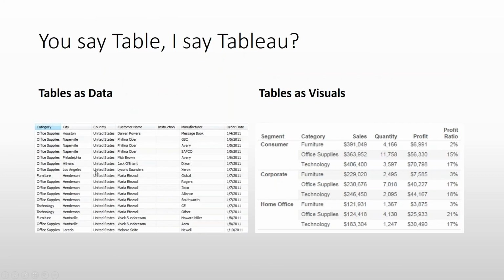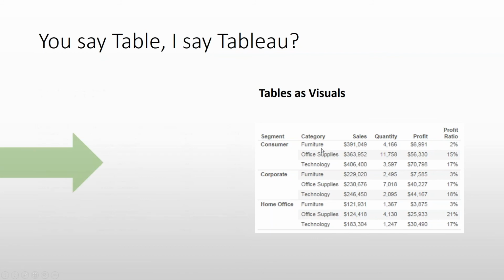And so you say table, I say Tableau. We all know that we get these tables and we have to work with them. So we've got two types of tables. The first is tables as data. And this is probably in some ways what we're most familiar with, in which we get data, we connect to it, we work with it, and we begin to analyze it. But oftentimes when we're working with our stakeholder, we also get tables as visuals. And today, that's what we're going to focus on, is tables as visuals.